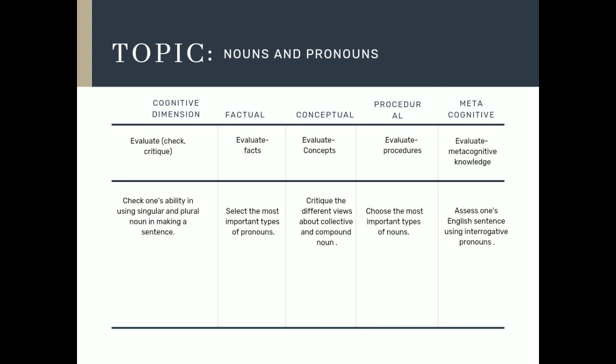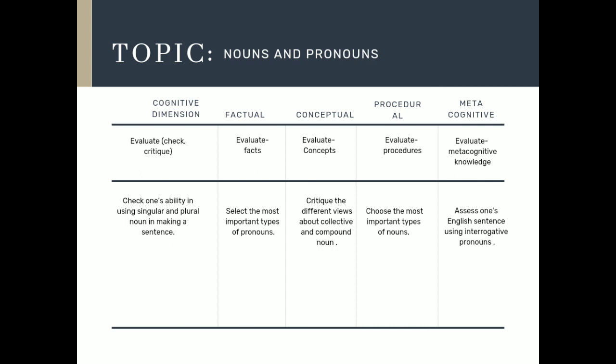Now let's proceed to the fifth level of the cognitive dimension, which is evaluate, which means check or critique. In this first column, I wrote: check one's ability in using singular and plural nouns in making a sentence. In the second column, which is evaluate facts, I wrote: student will be able to select the most important types of pronouns. And in evaluate concepts, I wrote: critique the different views about collective and compound nouns.